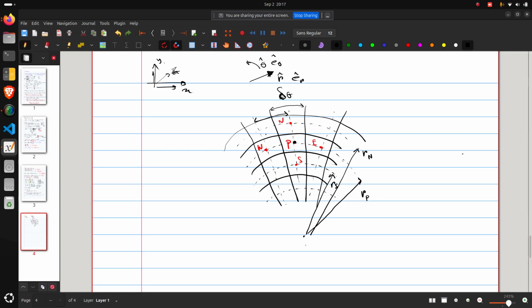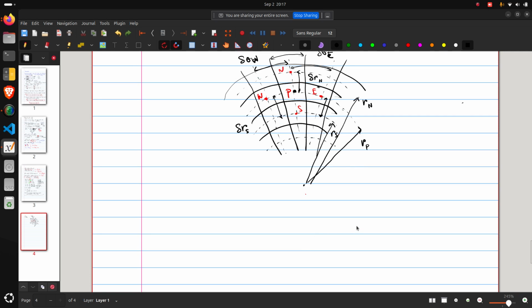The spacing between P and the west neighbor will be something del theta small w. This will be del theta small east. Similarly, like this, del r small s. Oh, not small s actually, it will be capital only. Similarly here, del r capital N, right? So this way you will formulate your problem.